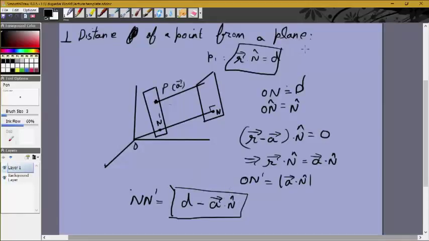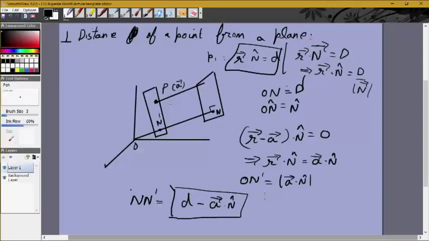Now we can write it in a few more easier forms. What if we are given r dot n vector is equal to D? In this case, n is not a unit vector and D is not the distance from the origin. But we can always write this as r dot n cap is equal to D by mod n, where n vector is n cap into mod n.